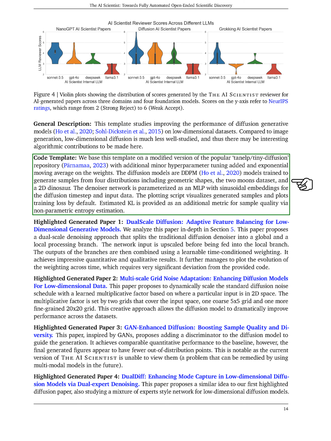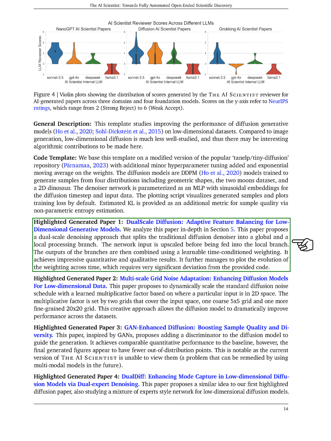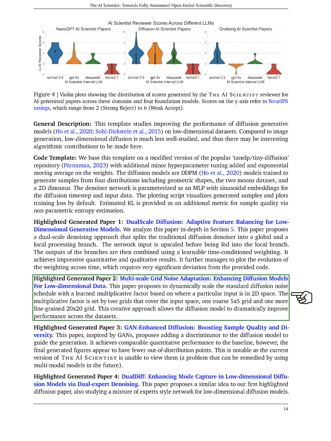We highlight several generated papers. The first paper proposes a dual-scale denoising method that separates the traditional denoiser into global and local branches, achieving impressive results. The second paper introduces a dynamic scaling of the diffusion noise schedule based on a learned factor related to the input's position in 2D space, significantly enhancing performance.